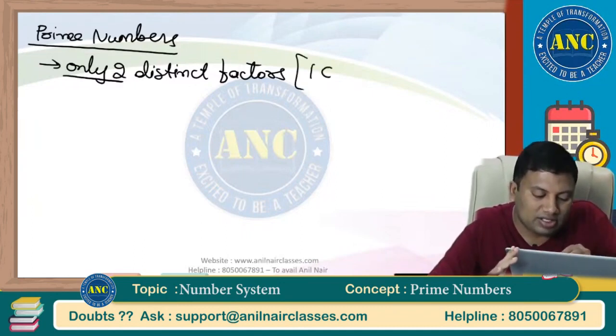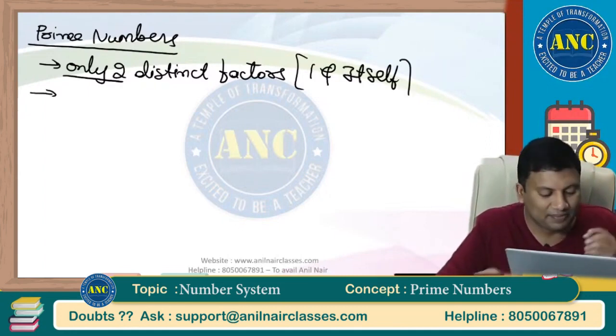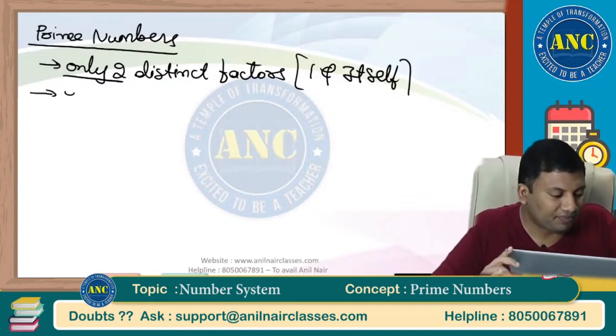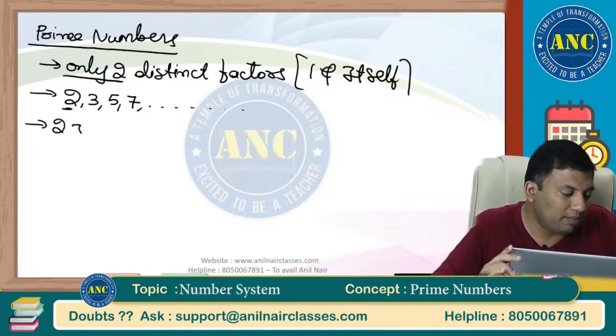What are the two distinct factors? 1 and itself. The number which has only two distinct factors is called a prime number. The prime number series will be 2, 3, 5, 7 and so on. 2 is the only even prime number.